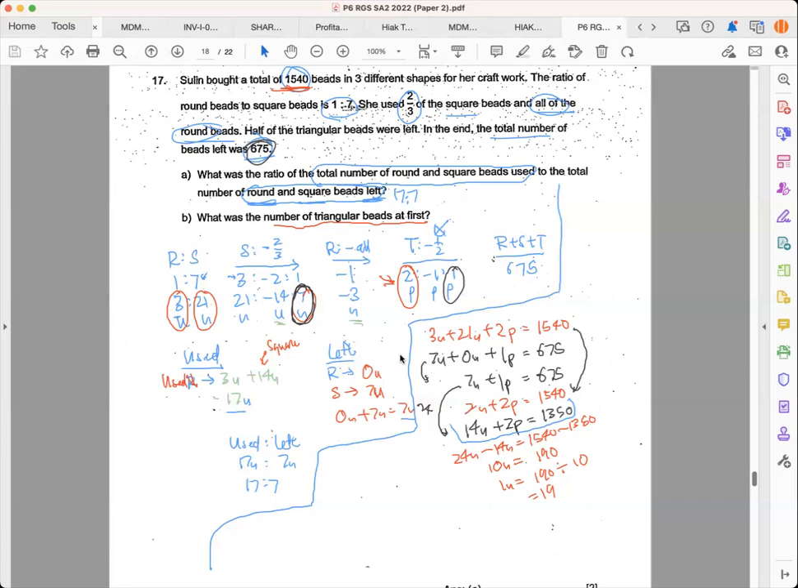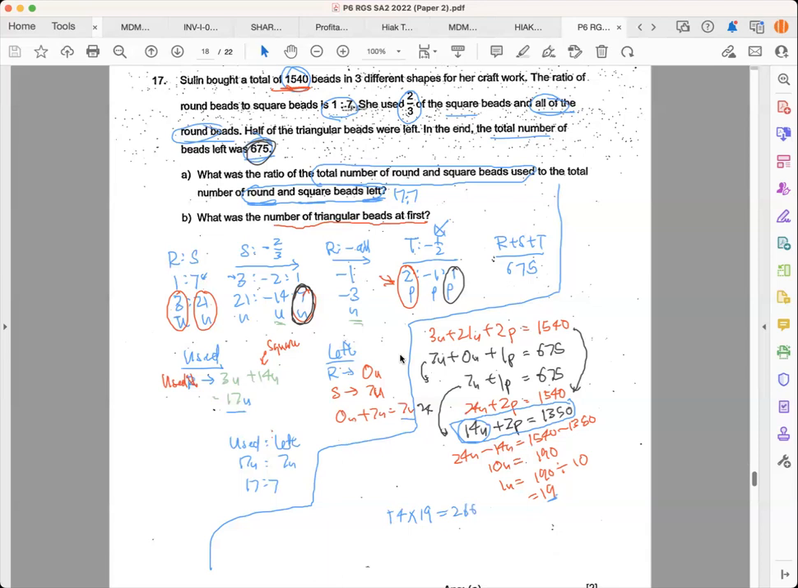Now I'm going to use this one to find the 2 parts. 1 unit is 19. Let's find what 14 units is. 1 unit is 19, so 14 units will be 14 times 19. That gives you 266. 14 times 19 is 266.